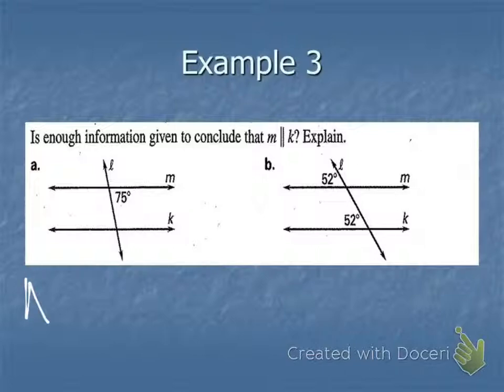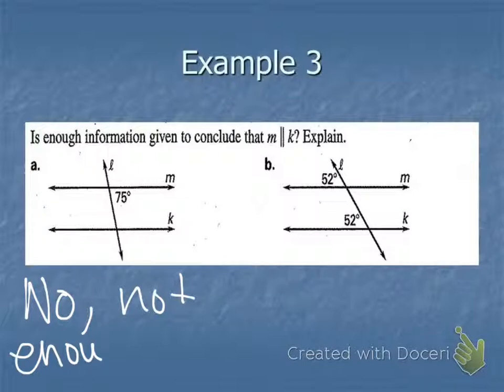No, there is not enough information in Part A. The only thing they're showing us here is one of the angles. We need at least two to know if the lines are parallel. Okay, you have to have corresponding, alternate interior, alternate exterior, same side interior, but just one angle doesn't show us anything. Okay, so that one's not enough information.